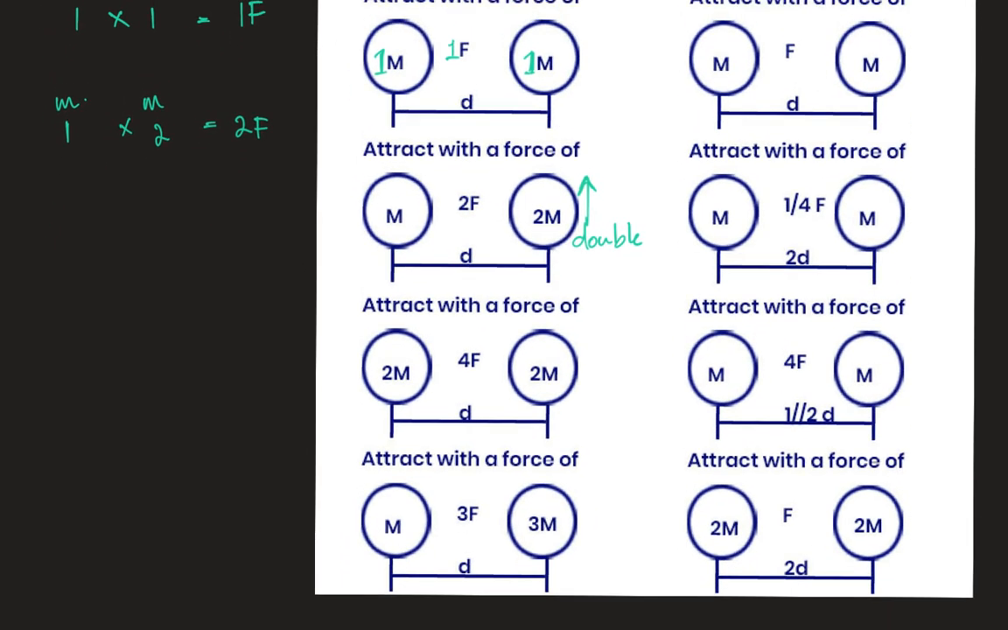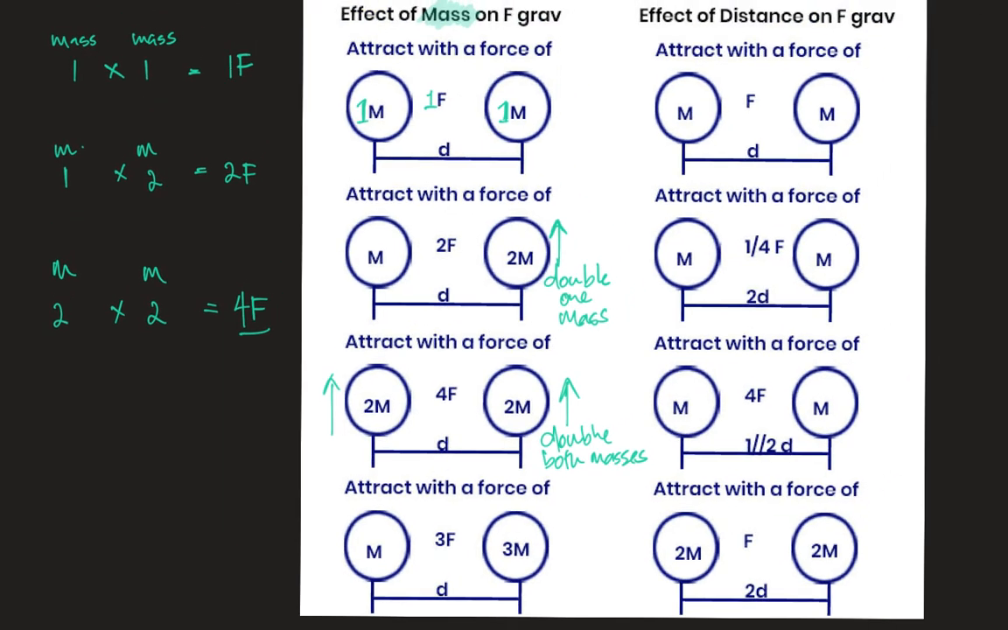The third one, sorry. I've got 2 masses, so I've doubled here and I've doubled there. So now I've got mass 2, and the second mass is 2, 2 times 2, and that's going to give me 4 times the force. So if I double both masses, it's going to give me 4 times the force, because they must be multiplied. I'm showing you how you substitute into the formula.